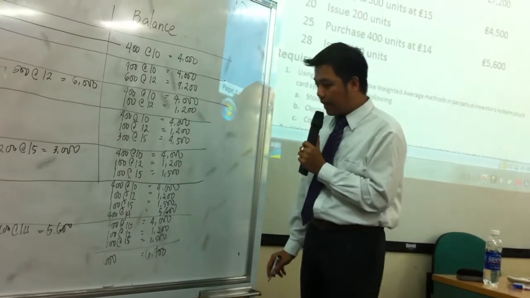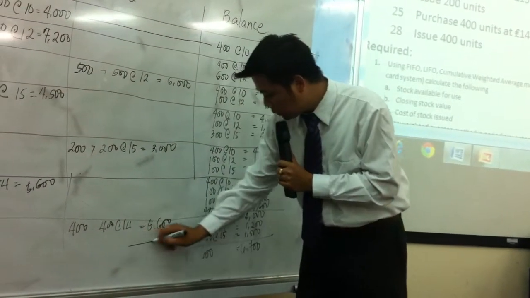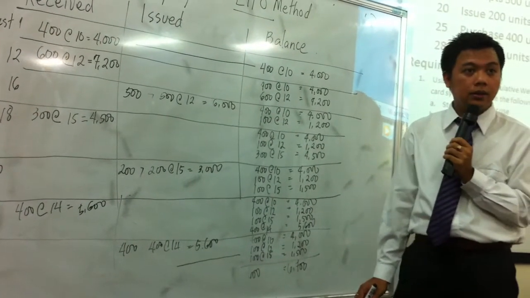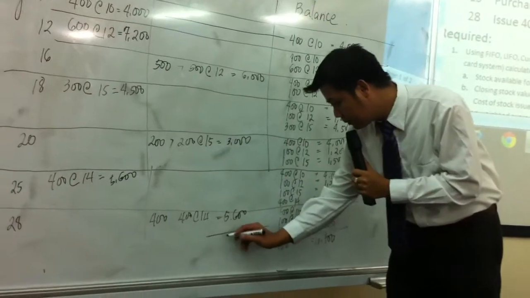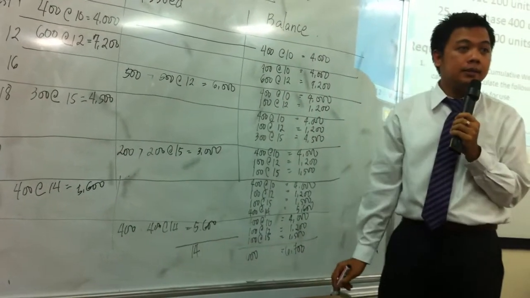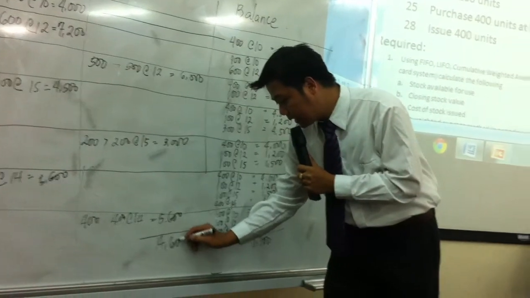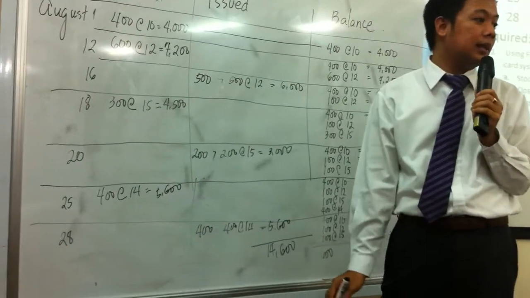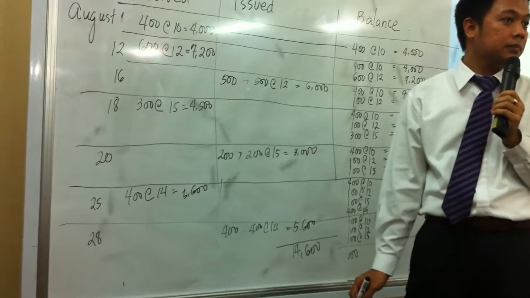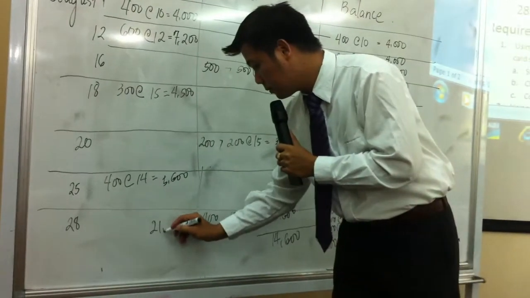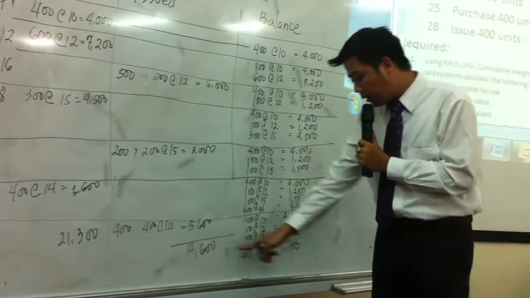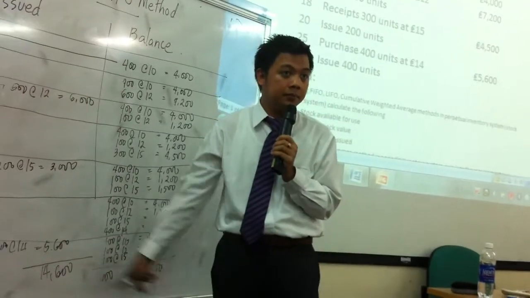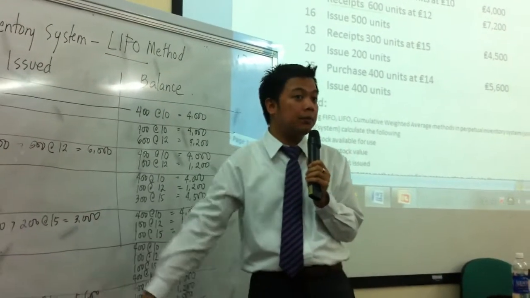So, how much is our cost of goods sold? 14,600. Of course, this must be merchandise available for sale, 21,300. Correct? So, when you add 14,600 plus 6,700, are they the same? Is it similar to merchandise available for sale?